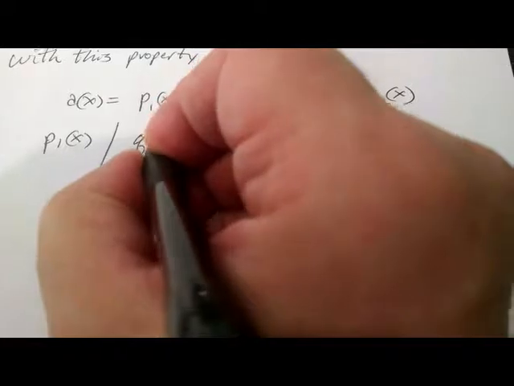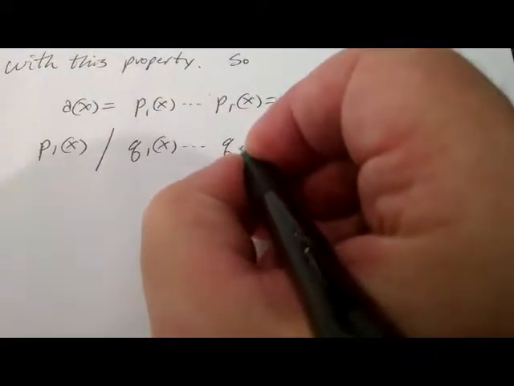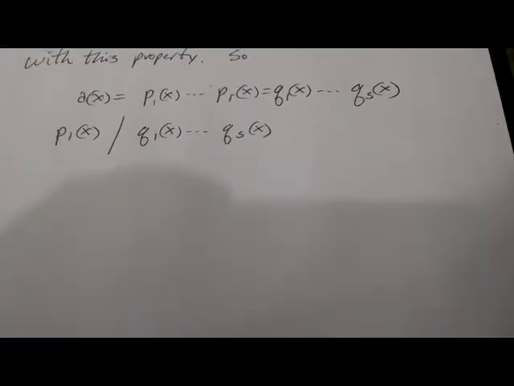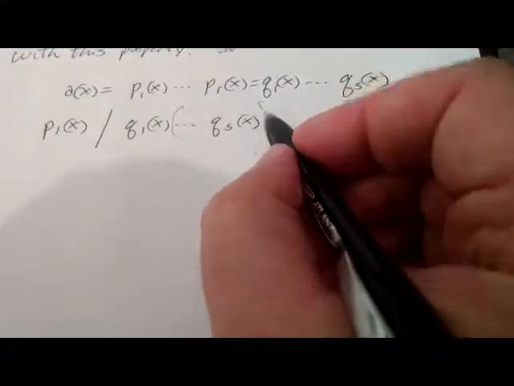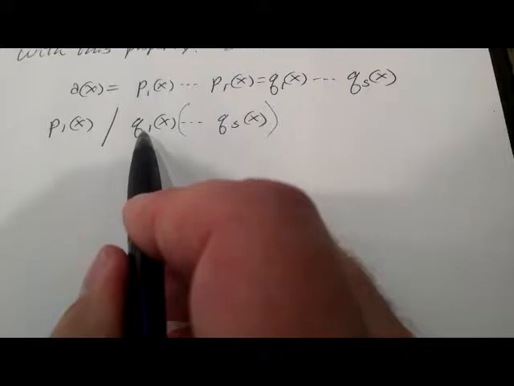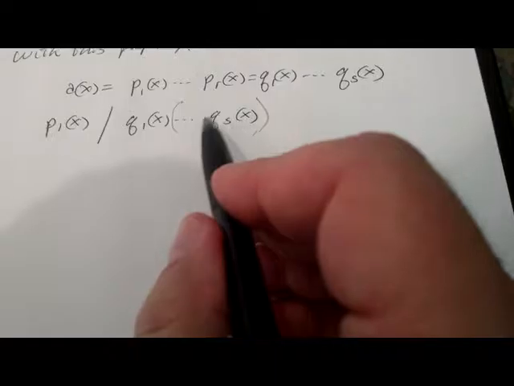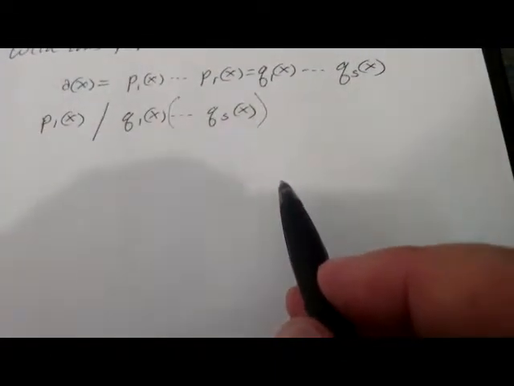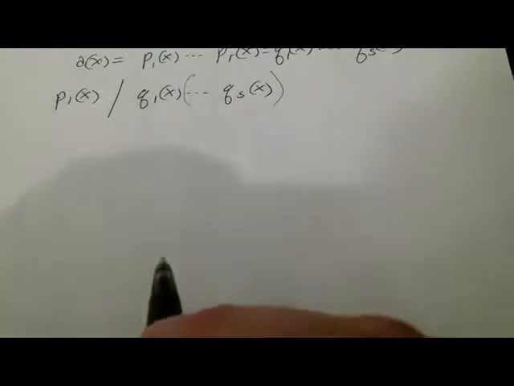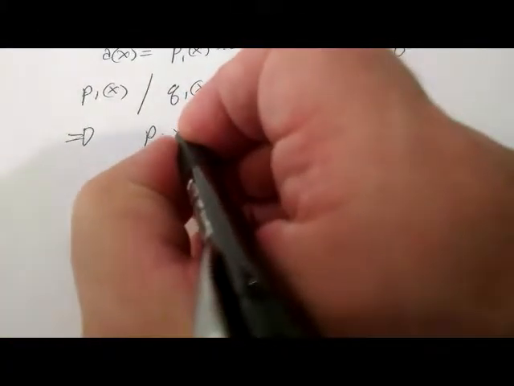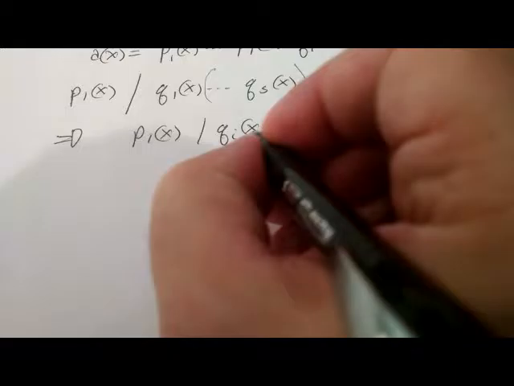So what we notice is that P1 of x divides Q1 of x up to Qs of x. And remember we had that result that if a prime divides a product, then it divides one of the factors. That was for a product of two things, so you can group it this way if you like. So now it's a product of two things. P1 of x either divides Q1 of x or it divides this thing. And if it divides this thing, then you again break it up into a product of two and it divides one or the other. And so on until you get that P1 of x divides Qi of x for some i.